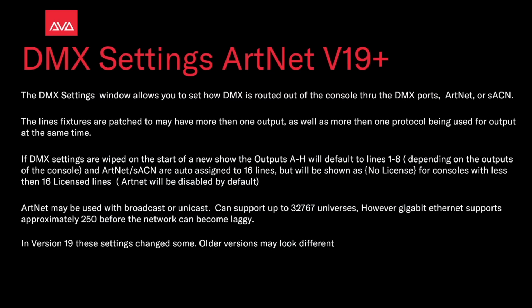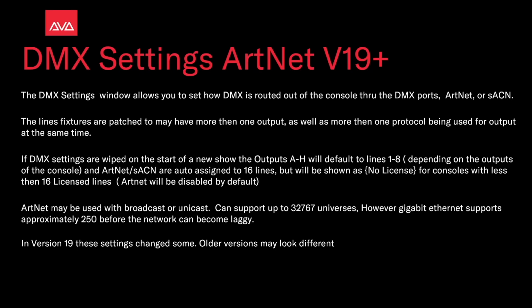The DMX settings window allows you to set how DMX is routed out of the console through the DMX ports, ArtNet, or streaming ACN, the lines features are patched to, as well as more than one protocol being used for output at the same time. If DMX settings are wiped on the start of a new show, outputs A through H will default to lines 1 through 8, depending on the outputs on the console. The ArtNet and streaming ACN are auto-assigned to 16 lines. What will show is no license for consoles with less than 16 licensed lines.